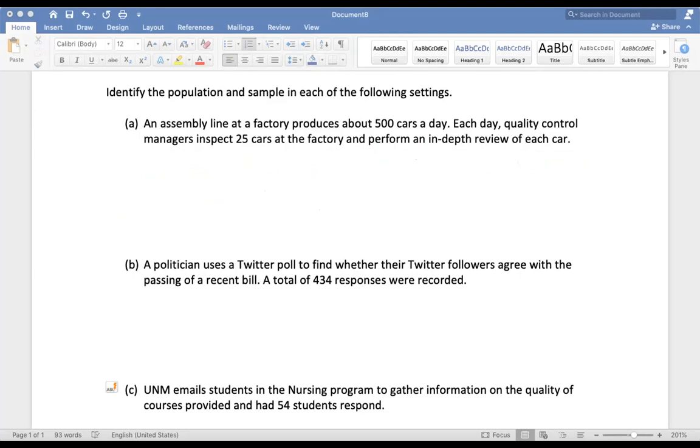All right, so moving on to question number 2, or at least part B. A politician uses a Twitter poll to find whether their Twitter followers agree with the passing of a recent bill. A total of 434 responses were recorded. So what are they trying to collect data on? The politician uses a Twitter poll to find whether their Twitter followers agree. This is not the population in general. This is their Twitter followers. That is our population. So our population for this one is the politician's Twitter followers.